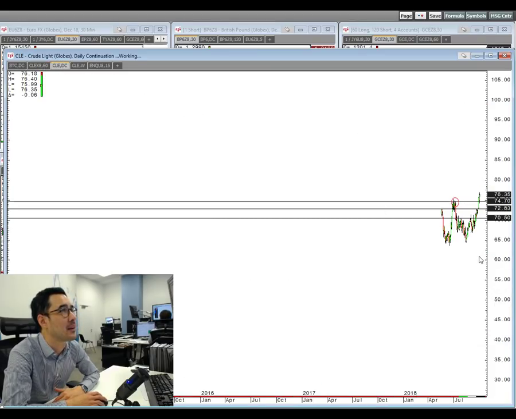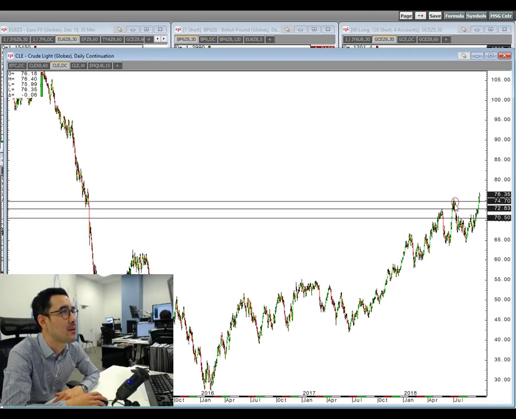And if we look at oil here, obviously we've broken, only in the last few days, a really important technical point of resistance at around the midsummer highs. And here we are. We've smashed 75.